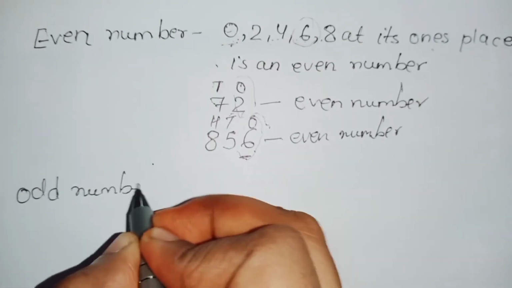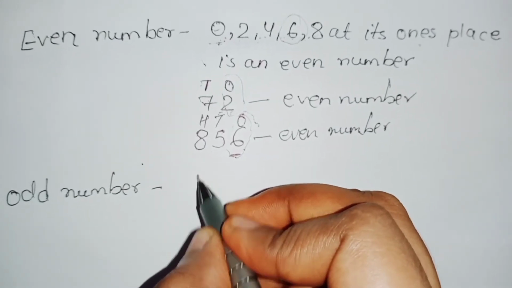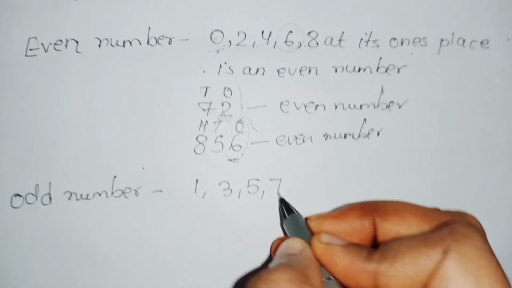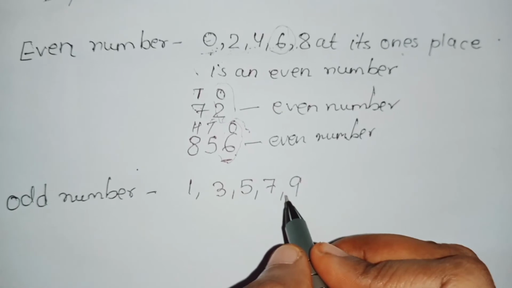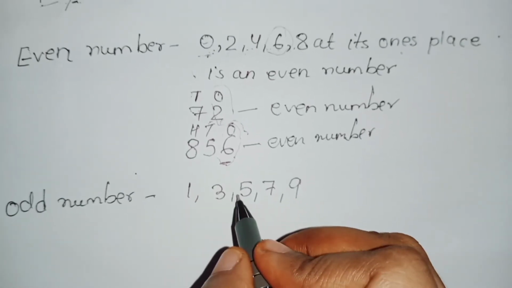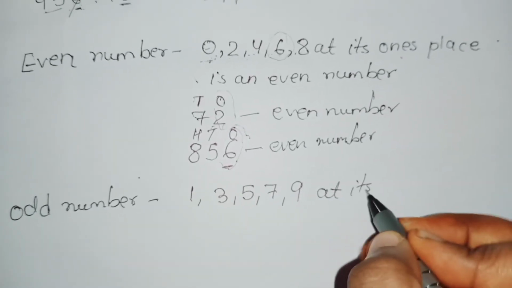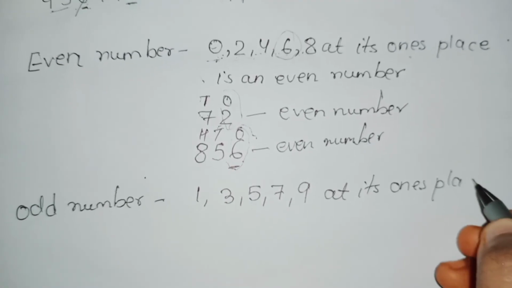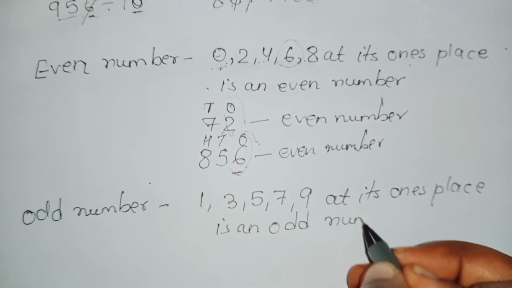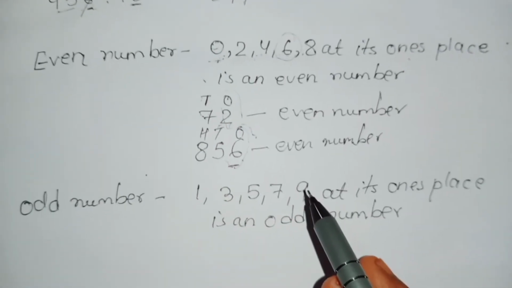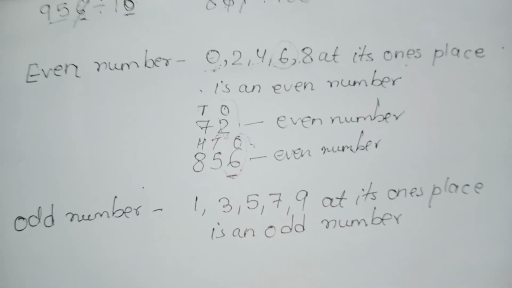Odd number. When you see a number like 1, 3, 5, 7, 9, this number doesn't come in the 2 table, no? This number doesn't come in the 2 table. And when you see 1, 3, 5, 7, 9 at its ones place, that number is an odd number. When these digits are at ones place in any number, that means that number is an odd number.